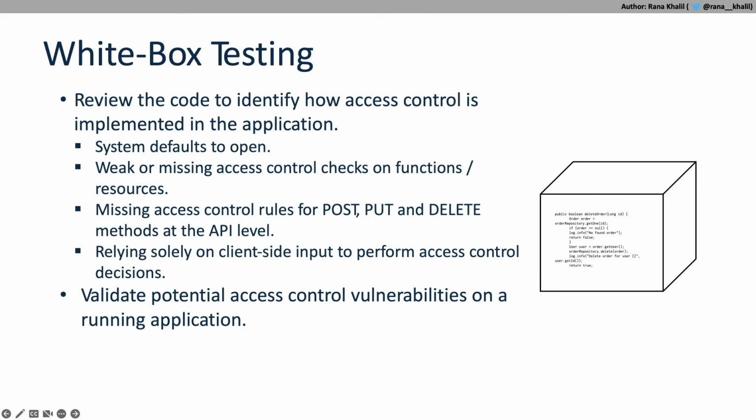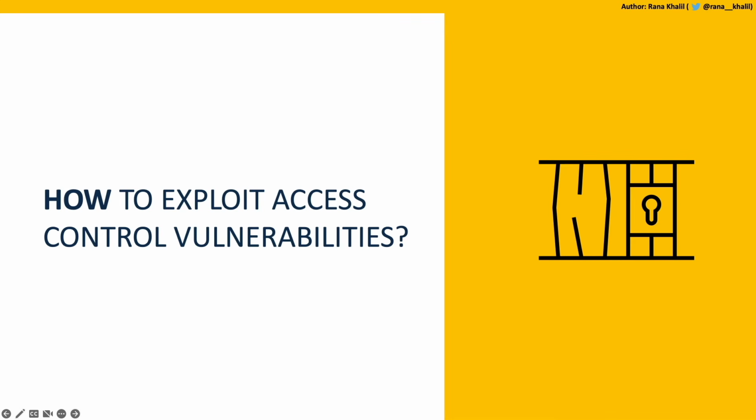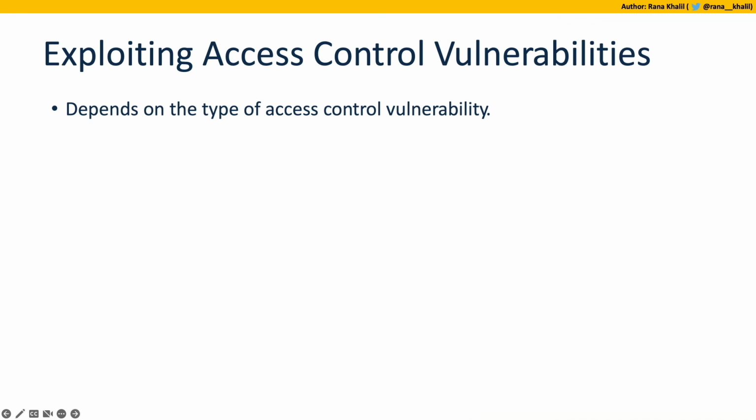I've seen many cases where if you're only reviewing that function, it might look vulnerable, but somewhere in the million lines of code that this application has, or even the config files of the application, there might be an access control rule that makes it not exploitable. And so it's extremely important that you validate it on a running application. And that's essentially, at a high-level overview, how you would test for access control vulnerabilities from a white box perspective. Alright, let's move on to the next section, which is how to exploit access control vulnerabilities. This would largely depend on the type of access control vulnerability you're encountering.